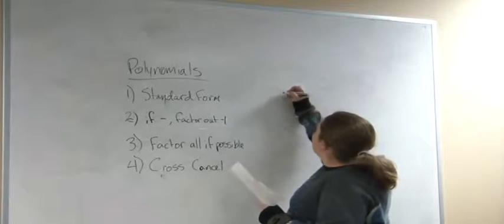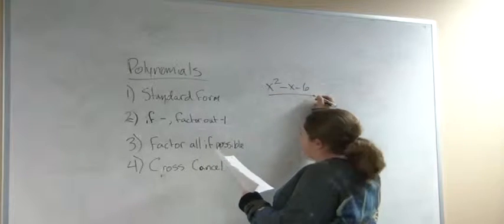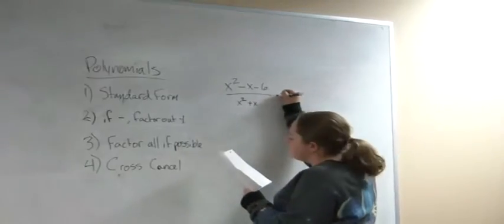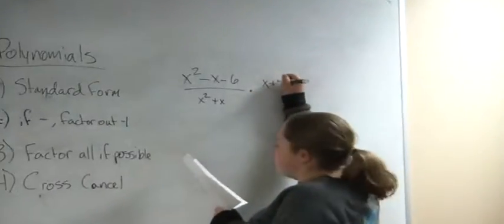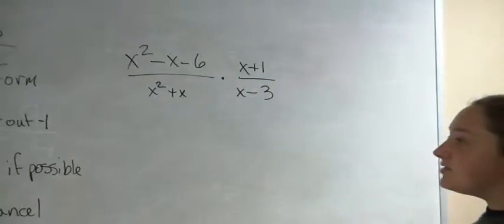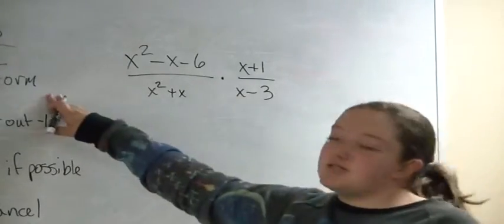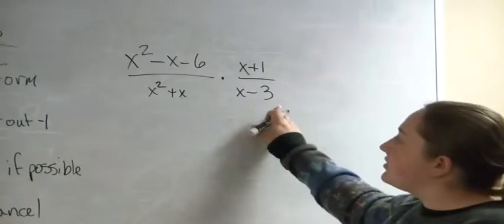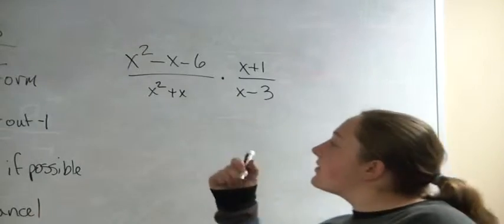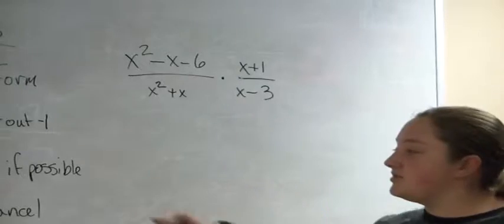So, I have x squared minus x minus 6 over x squared plus x times x plus 1 over x minus 3. Now, I'm gonna go through all the steps to solve this. The first step is to check to see if it's in standard form. These are all in standard form because none of them are switched around. Now, none of them are negative. None of the x squares are negative, so we can skip down to the third step.